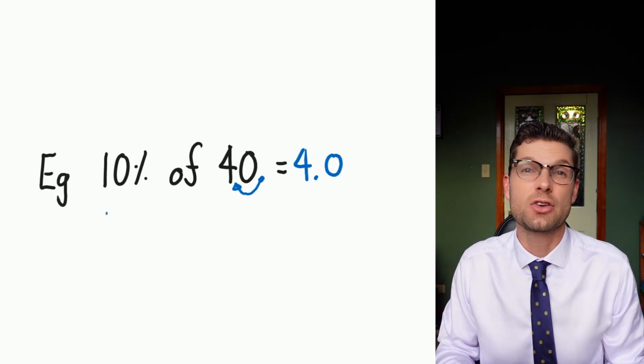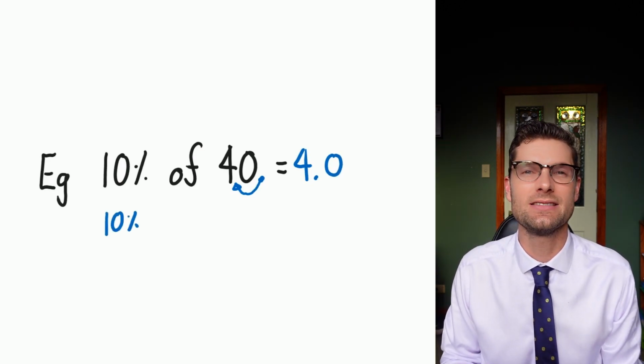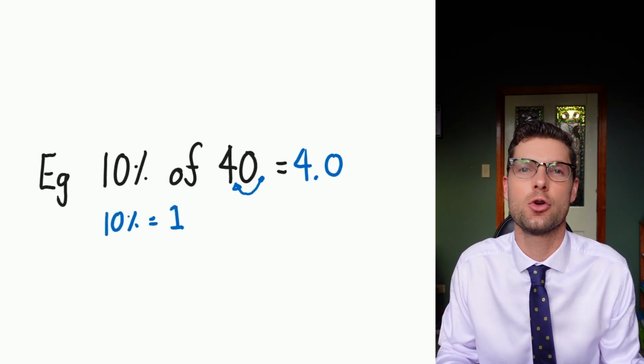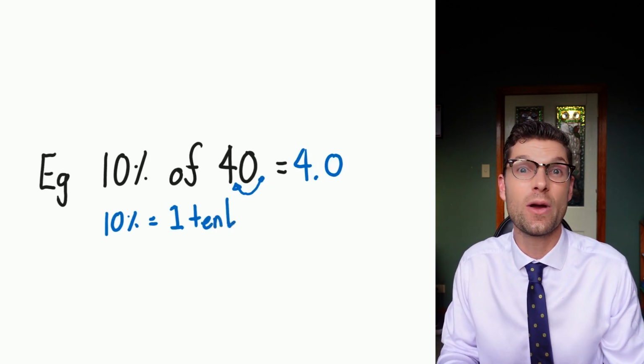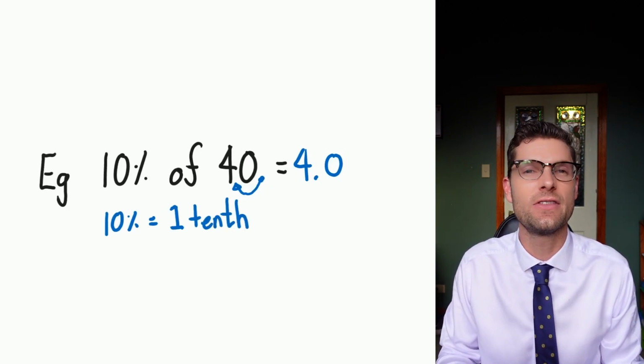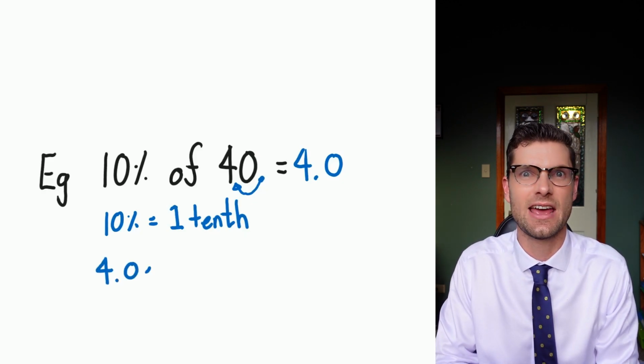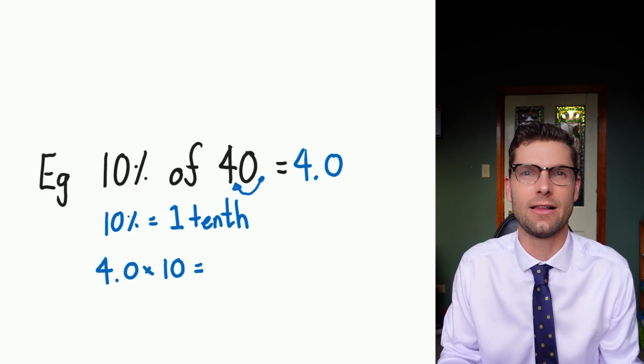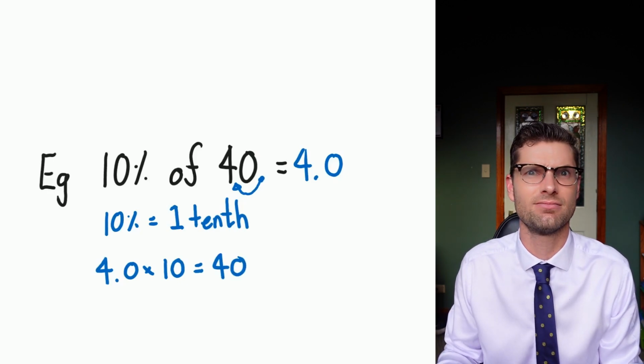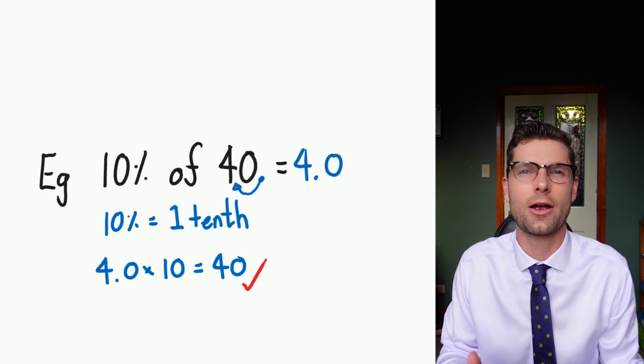That is the answer. So another way to think about what 10% means, it means that it's 1/10 of the original value. So we can double check this by saying, oh, well, if this is 1/10, I can use my answer that I got, times it by 10, and it'll give me the original value. So if I did 4 times 10, that would equal 40. So I know I got the answer right.